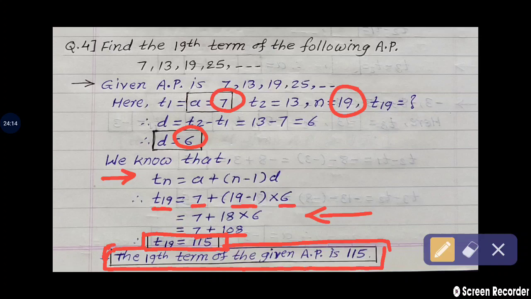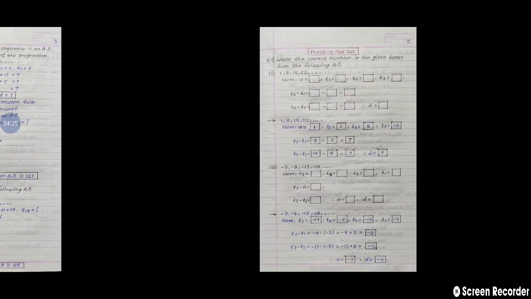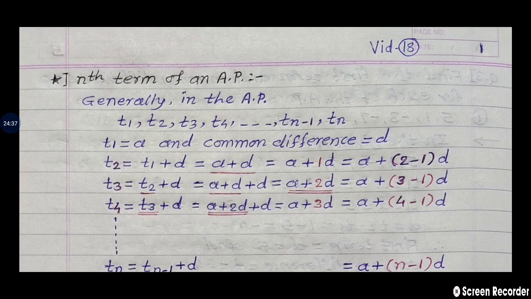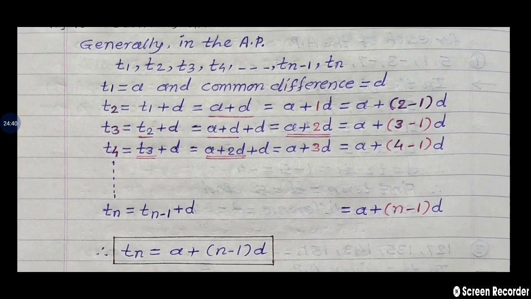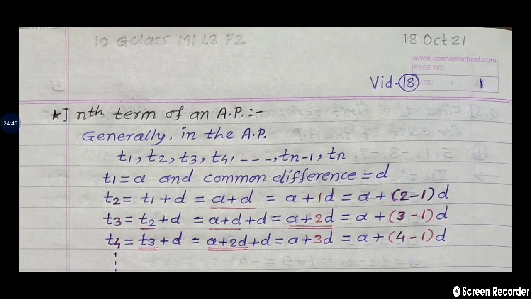All of you understood? So these are the varieties of questions given in practice set 3.2. Today we solved up to question number 4. You try to find the answers up to question number 5. The remaining questions are your homework for today. So in this way, by using the standard formula Tn is equal to A plus n minus 1 multiplied by D, we find the nth term of an AP. Thank you.